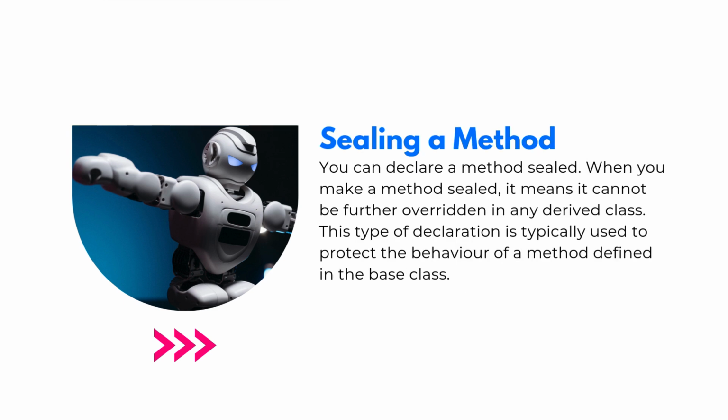Sealing a method. You can declare a method sealed. When you make a method sealed, it means it cannot be further overridden in any derived class. This type of declaration is typically used to protect the behavior of a method defined in the base class.